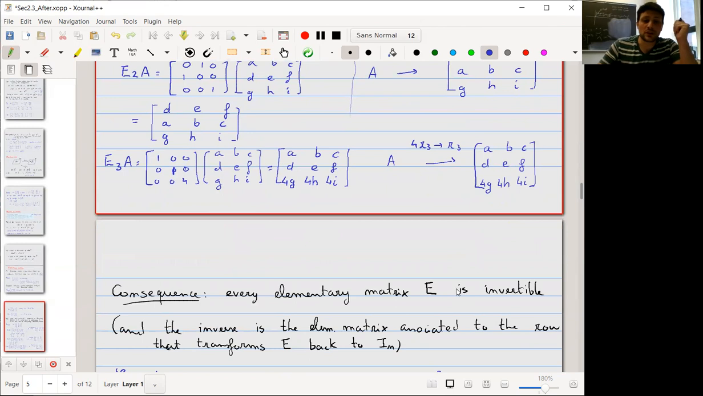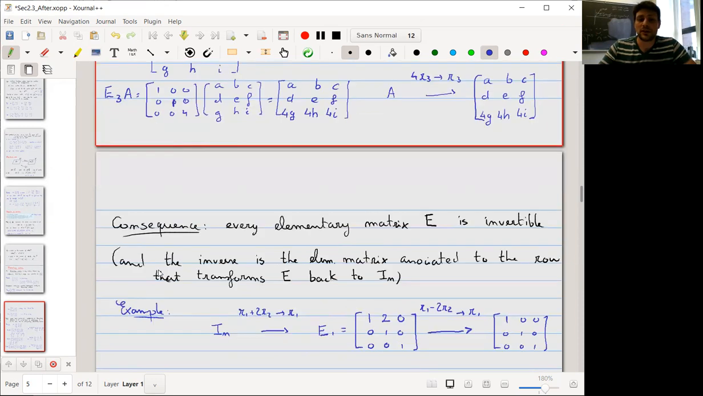This has important consequences. The most immediate one is that every elementary matrix must be invertible, because every row operation can be undone. So if I can undo the row operation, then I must be able to undo the corresponding matrix. And in fact, not only are elementary matrices invertible, but we already know the inverses, because the inverses will correspond to the inverse elementary row operation.